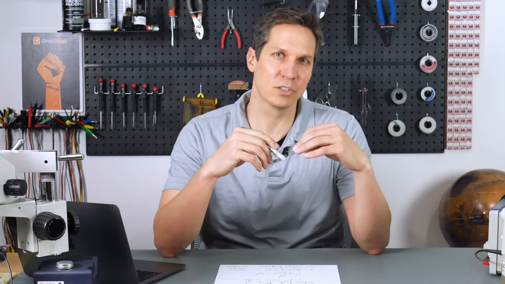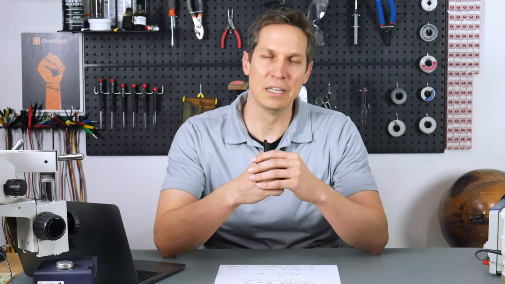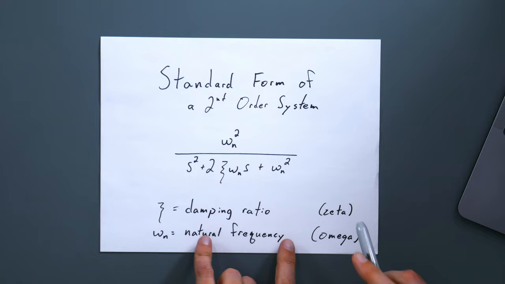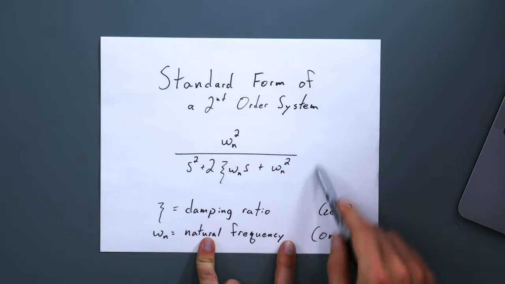With a second order system, that means that you have an s squared in the denominator. And that indicates that you have two poles down there. And since you have that, again, you have a greater chance of instability. Now, with a second order system, you have your standard form, which looks like this.